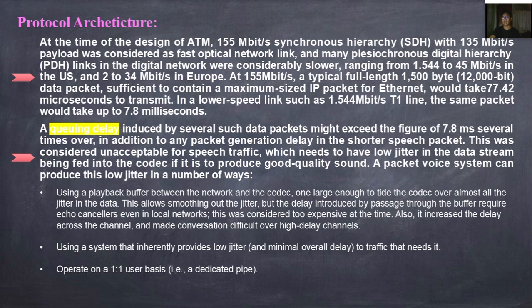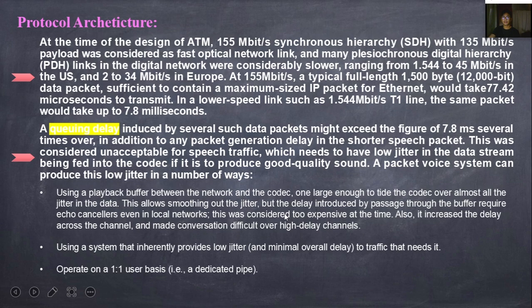In addition to any packet generation delay in the shorter speech packet, this was considered unacceptable for speech traffic, which needs to have low jitter in the data streams being fed into the codec if it is to produce good quality sound. A packet voice system can produce this low jitter in a number of ways. First, by using a playback buffer between the network and the codec, one large enough to tide the codec over almost all the jitter in the data. This allows smoothing out the jitter.